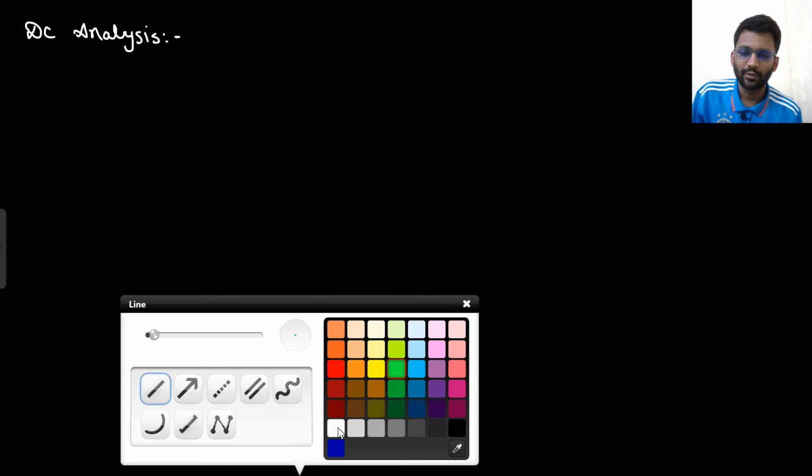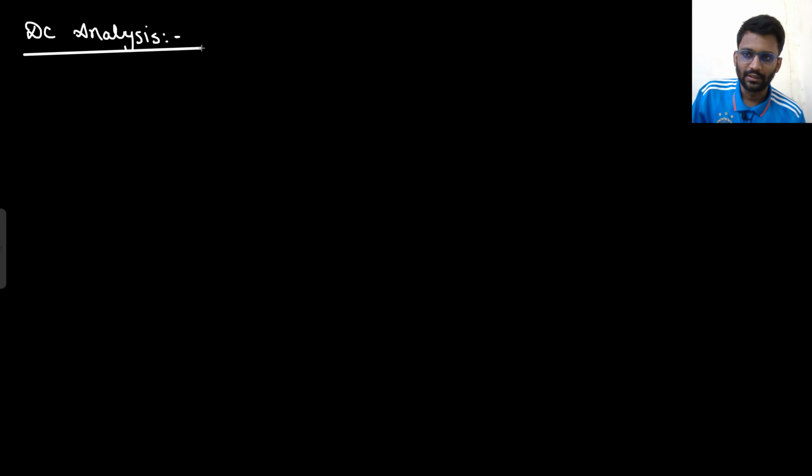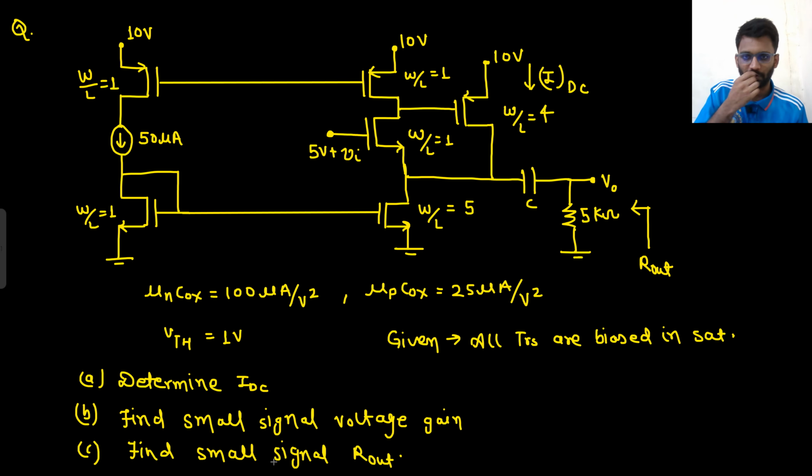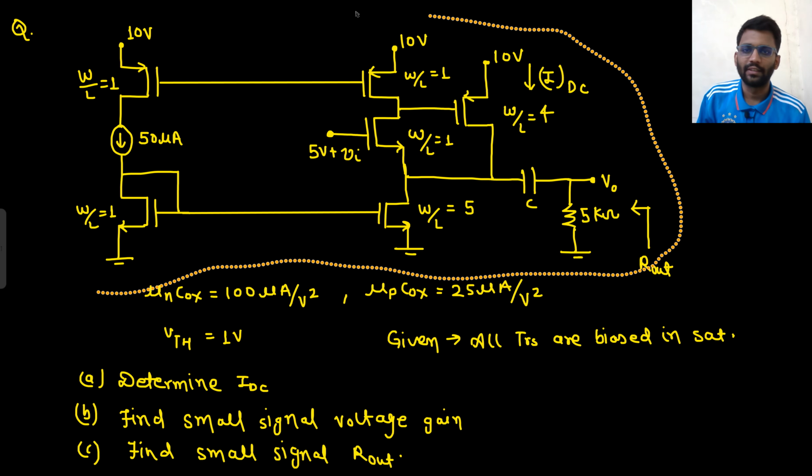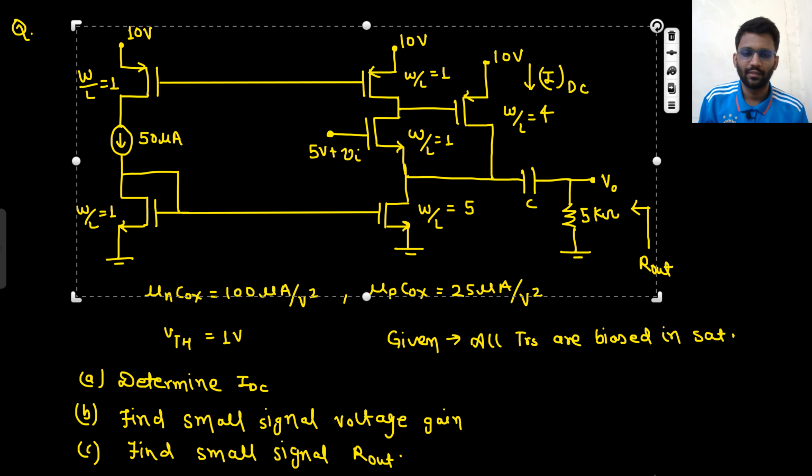In the DC analysis, we will find all the values. What values are we going to find? We are going to find the values of gm, gmn and gmp, because since there are two transistors, NMOS and PMOS, for both of them we need to find the values of transconductance. Also we will find the DC current, everything we will find.